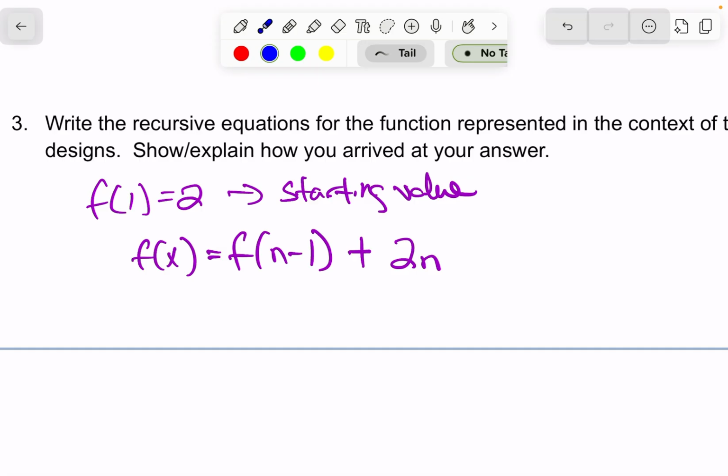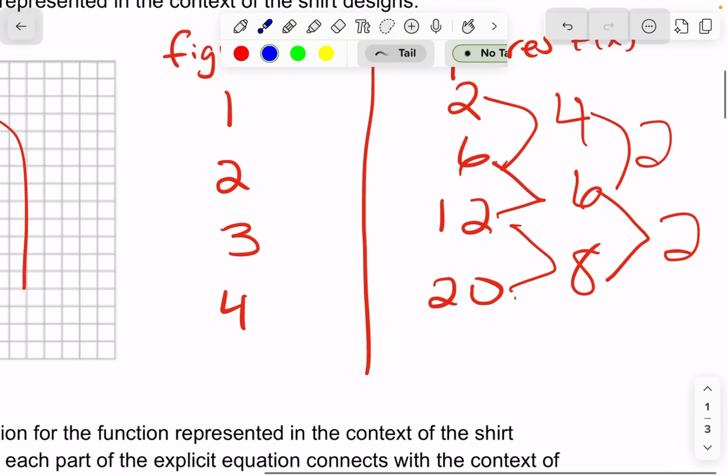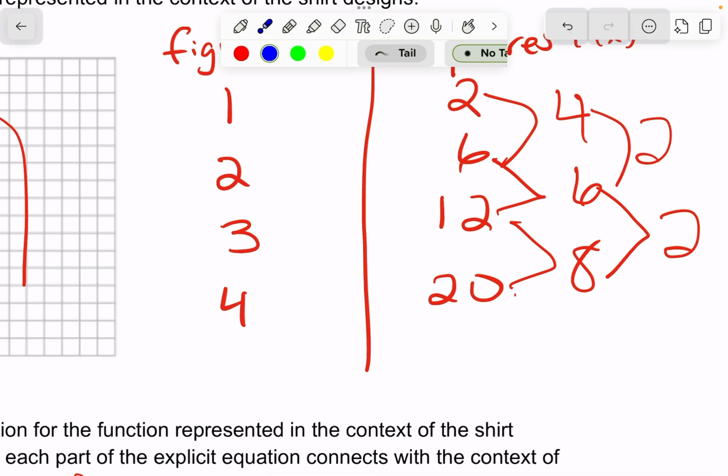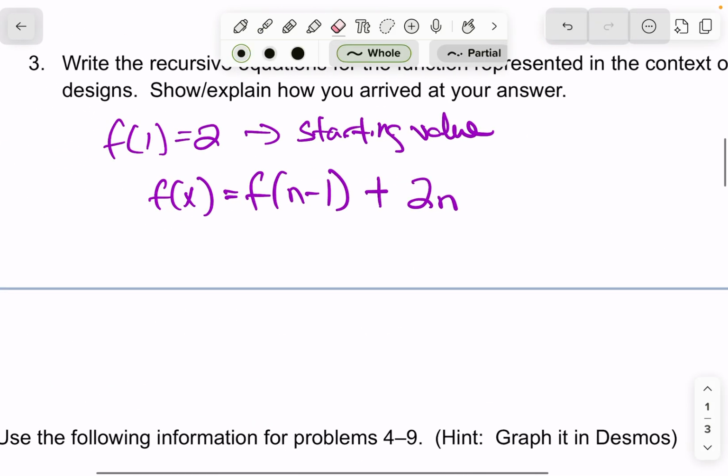Well, you are going to look at how many squares are added between each figure, and now look at the figure number you're going to. So figure number 2, we are adding 4. For figure number 3, we are adding 6. For figure number 4, we're adding 8. Ask yourself, can I multiply the figure number by something to get that change? Well, yeah, 2 times 2 is 4, 2 times 3 is 6, 2 times 4 is 8. So yep, absolutely, it's 2 times n. That's how you spot 2n in the recursive pattern. So your final recursive rule is right here.